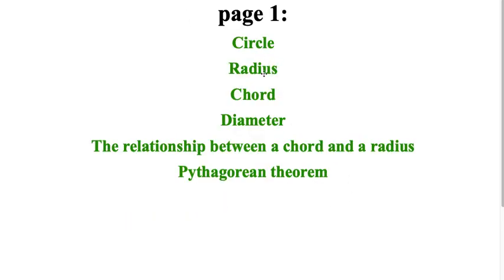We've now covered circle, radius, chord, diameter, the relationship between a chord and a radius, and it probably should be stated when the radius is perpendicular to the chord, as well as, hopefully a blast from the past that you recognize, the Pythagorean theorem. So that's all for page 1.